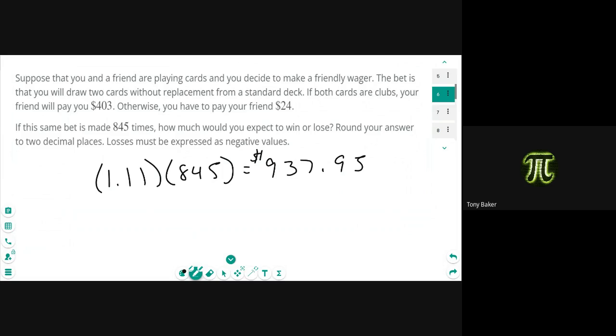Yes. The 2259, that's supposed to be negative, right? Yeah. Because it was a negative $24. And so you add them. Yep.